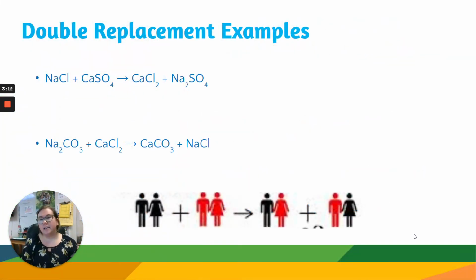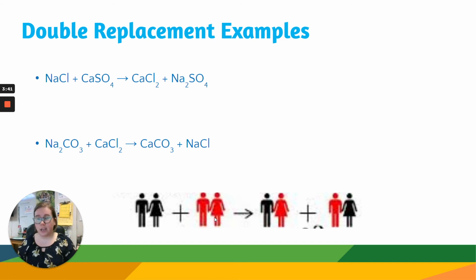So again, here are some examples. We have NaCl and CaSO4 reacting to form CaCl2 and Na2SO4. Again, we're seeing those two compounds kind of switching their partners. Same thing with Na2CO3 and CaCl2 reacting to form CaCO3 and NaCl.